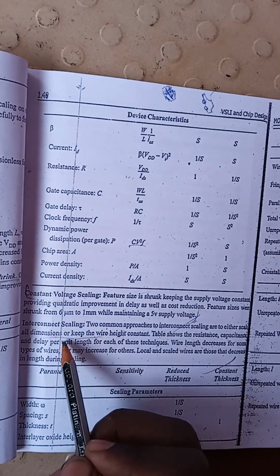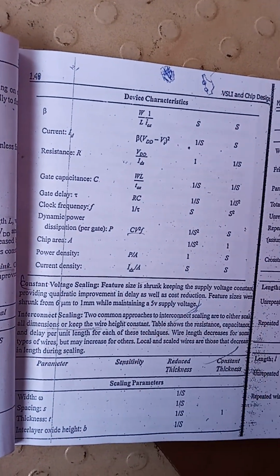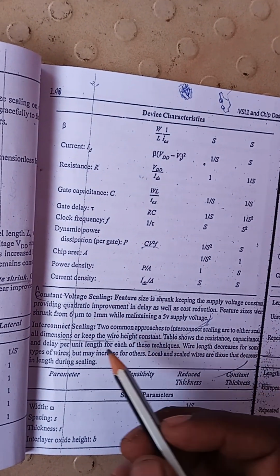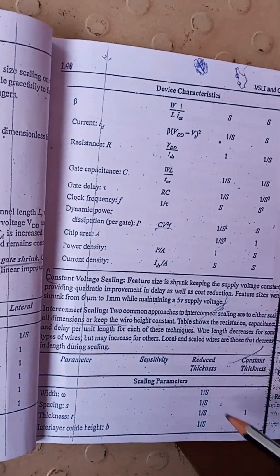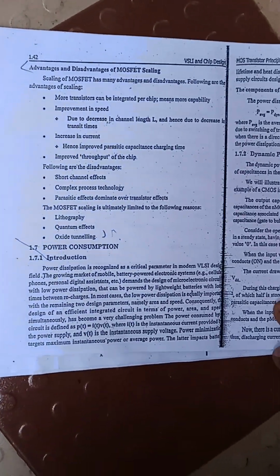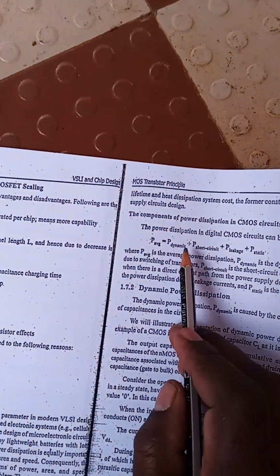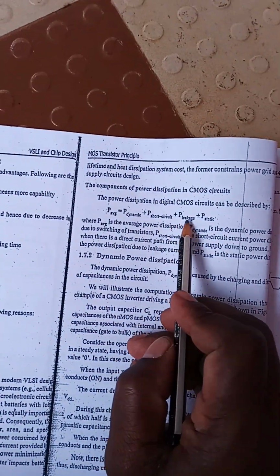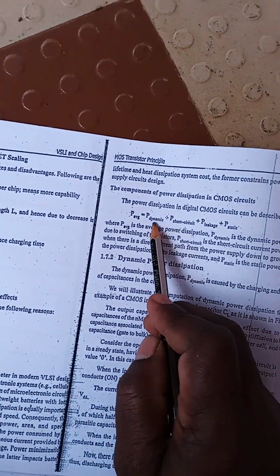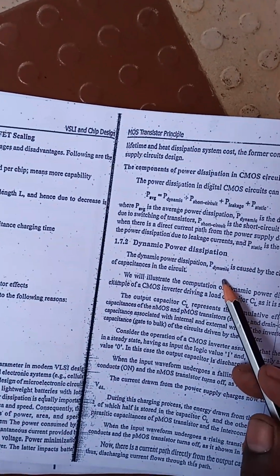Here also you can see all the dimensions, keeping the wire height constant. How each is increased or decreased, I have suggested earlier. Next is power consumption, how much power is being consumed. The average power consumed is dynamic power plus short circuit power, leakage power, and static power. Dynamic power is due to the charging and discharging of these transistors.